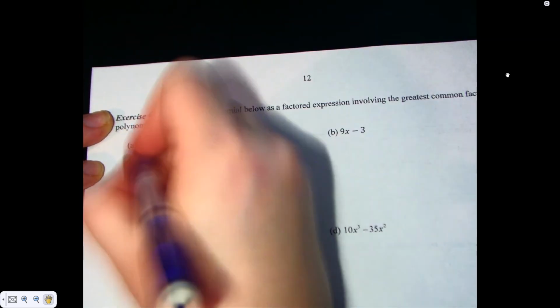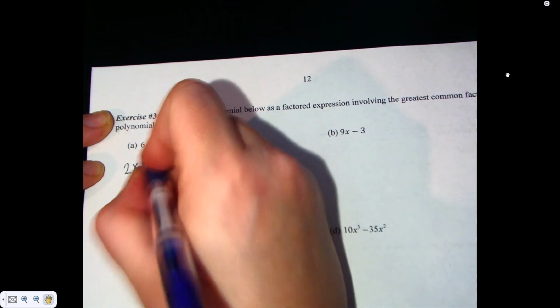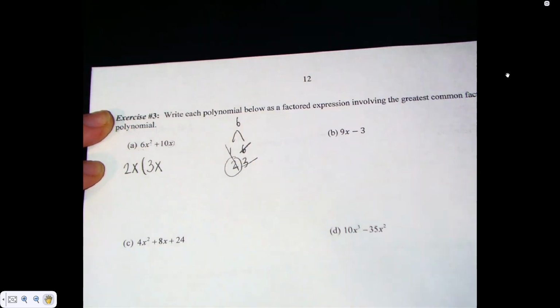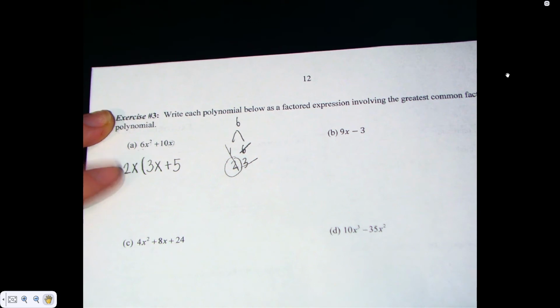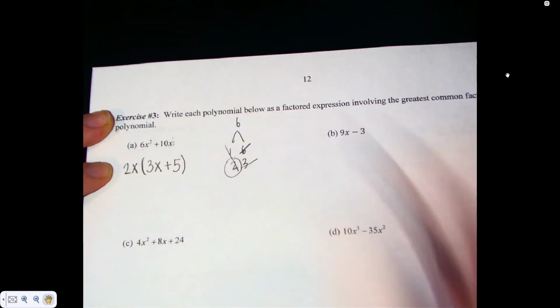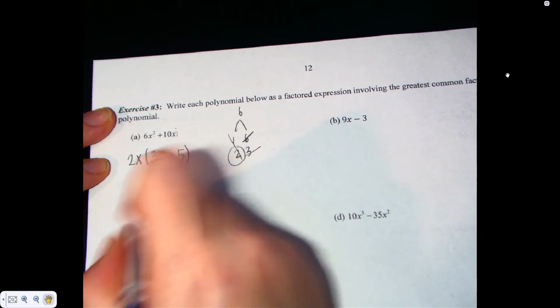Okay. 6 divided by 2 is 3. X squared divided by x is just an x. Okay. Plus 10 divided by 2 is 5. And then x divided by x is 1. So that is your factored form. So this would be 6x squared plus 10x.